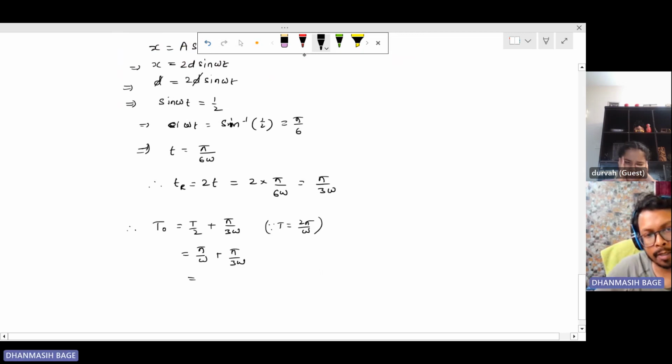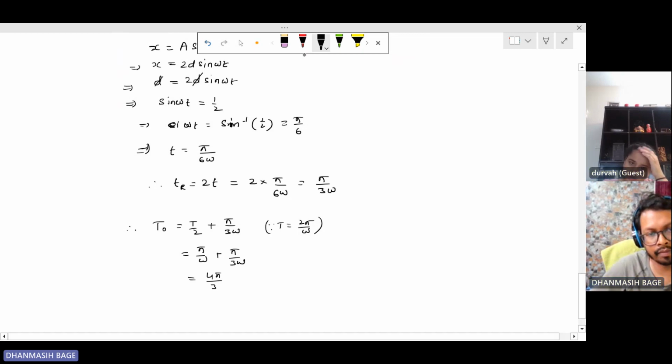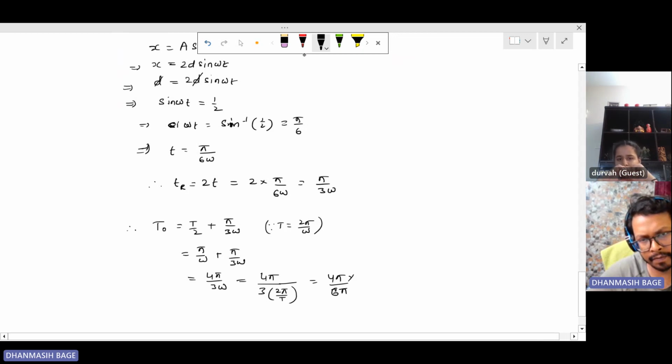That is equal to how much? So 1 plus 1 by 3... it will be 4 pi by 3 omega, right? Yes, sir. And now put omega is equal to 2 pi by T. 4 pi by 3 times T by 2 pi gives 4 pi T by 6 pi. Pi and pi cancel, 2 into 3.